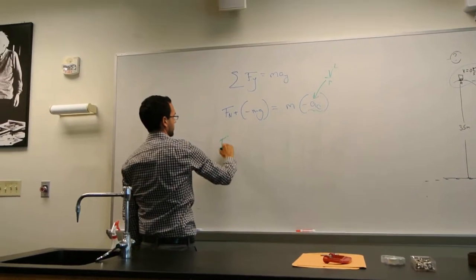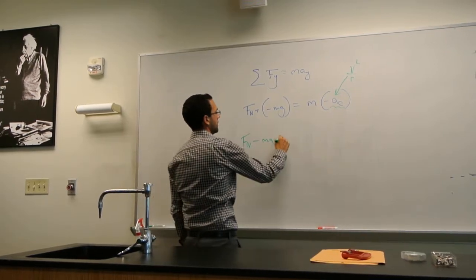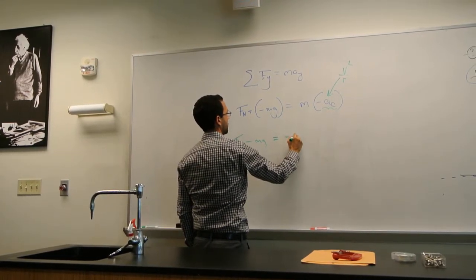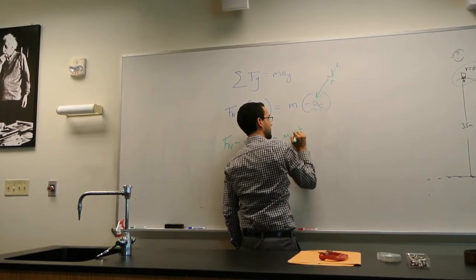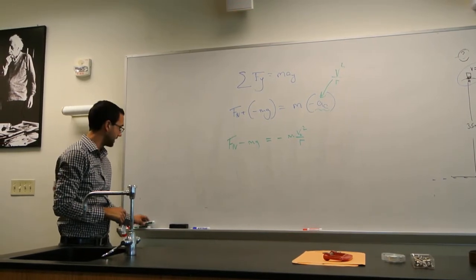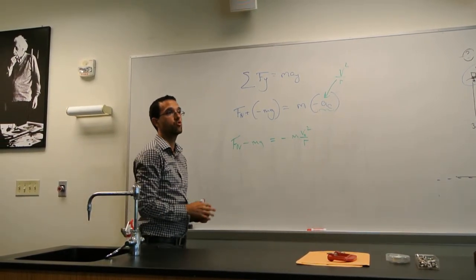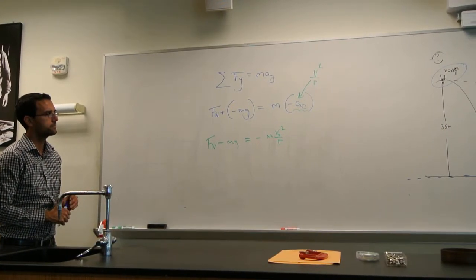So Fn minus mg, minus because it's a plus and negative, so that's a negative, equals negative mass times v squared over r. And this, by the way, it's important that you note, is actually the speed at point B, because we're trying to find out what the radius of curvature for the track is at that moment in time, when the train is at point B.